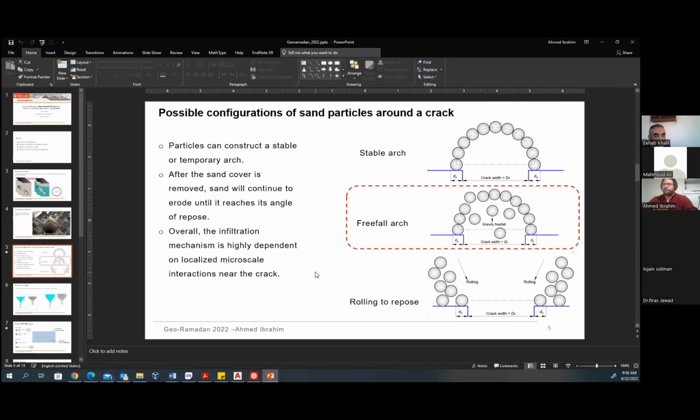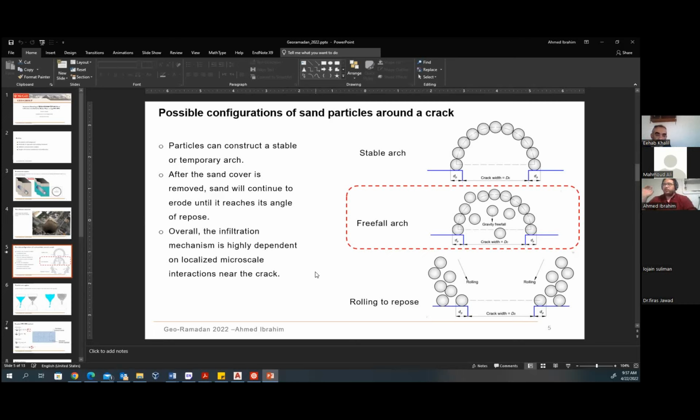The second case, what we call a freefall arch, is the dynamic balance case of the first one. If the crack is a little bit wider, or the interparticle friction is a little less than in the first case, this arch keeps forming, collapsing, and reforming again almost instantaneously. With that happening, it creates a dynamic balance where the infiltration process is not simply a continuum-like flow. It is a series of forming and collapsing of these microscale arches.